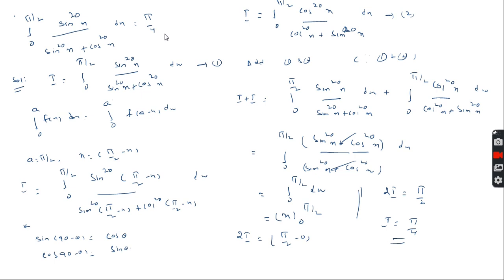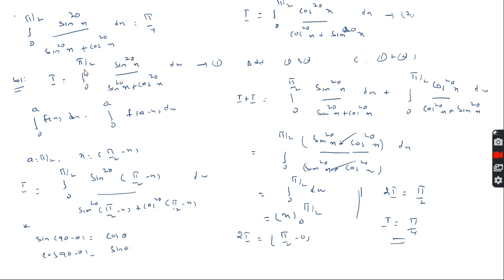The property is that the integral from 0 to a of f(x) dx can be written as the integral from 0 to a of f(a minus x). Let I equal the integral from 0 to pi by 2 of sin^20 x by sin^20 x plus cos^20 x dx.